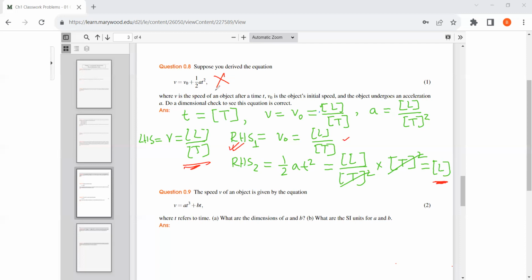All right, so this is how we check the dimensionality of an equation, or whether an equation is correct or not. Here the left hand side is L over t. The first term of the right hand side is L over t. That makes sense. But the dimension of the second term of the right hand side is just L, which does not make any sense. So that's why this equation is incorrect.